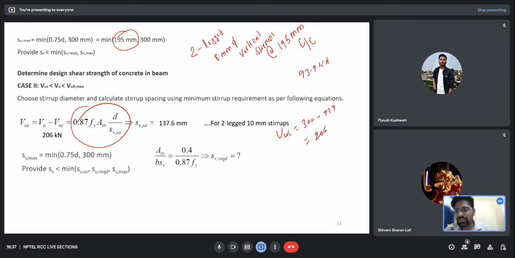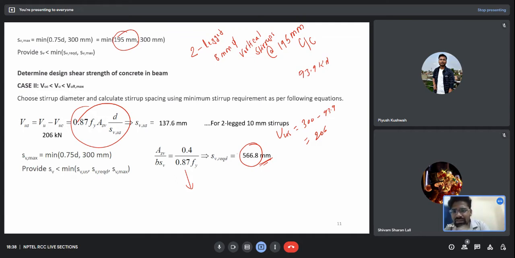Now I will give the checks. The maximum spacing for the stirrups according to IS 456 should not be greater than 0.75 d or 300 mm, whichever is minimum. So here I have shown you the spacing. Okay, so this is the minimum spacing. Firstly, it is coming out to be 566. This is the minimum area of reinforcement which should be provided.